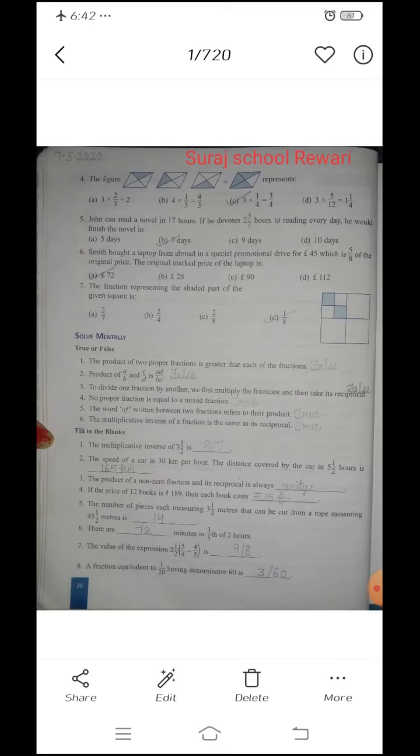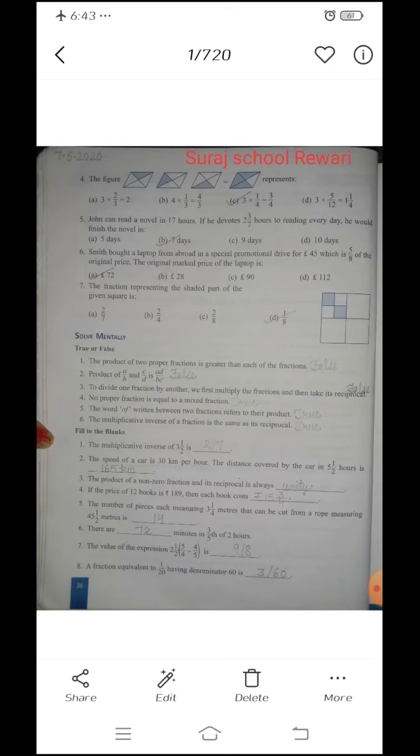Okay. Now, fifth question: John can read a novel in 17 hours if he devotes 2 and 3 upon 7 hours to reading every day. He would finish the novel in. If he reads every day 2 and 3 upon 7 hours, then how many days does he take to read the complete novel? Okay, now we get the answer B, in 7 days.